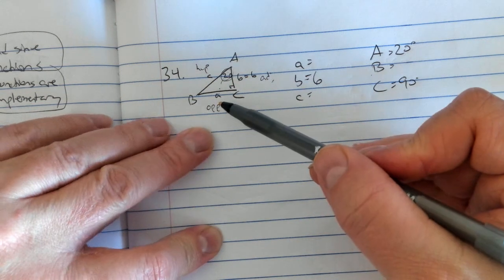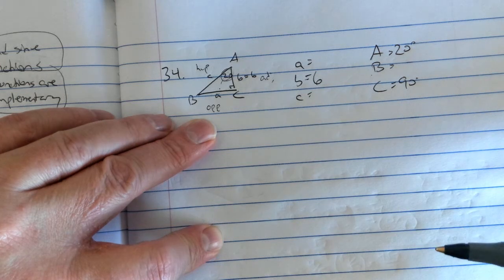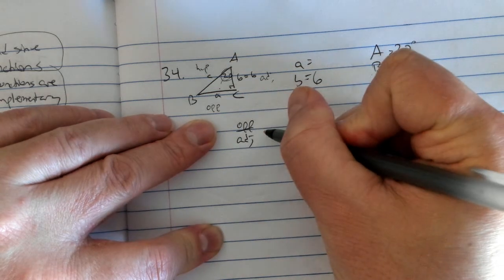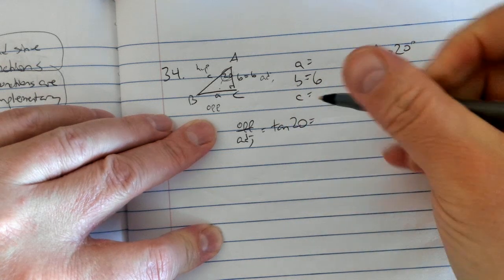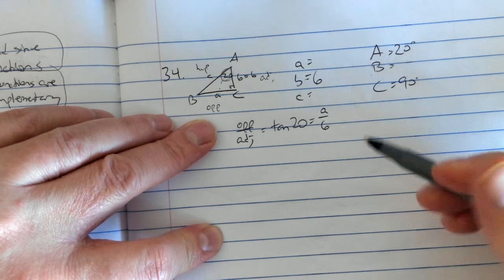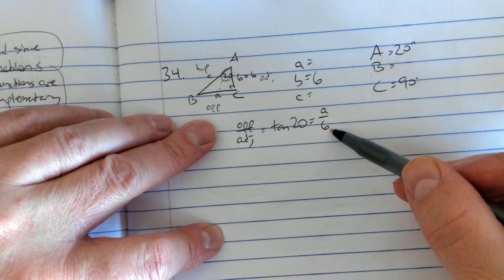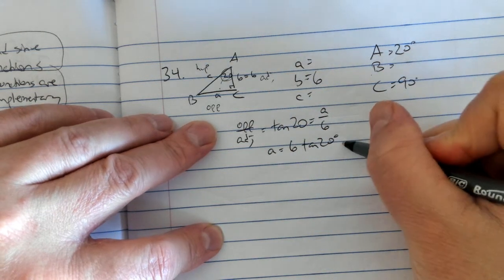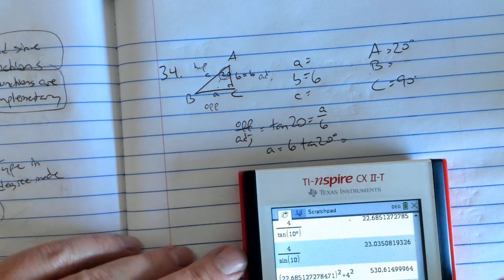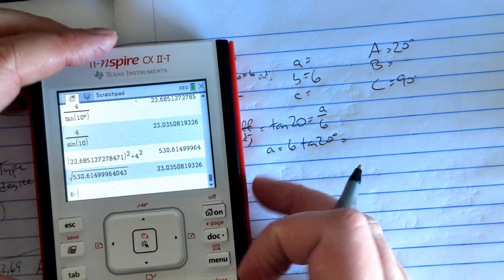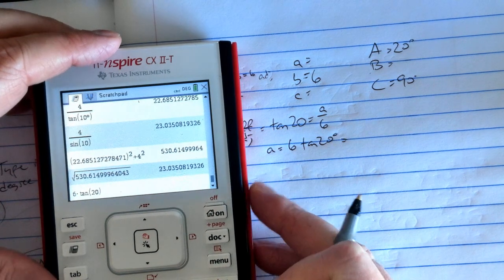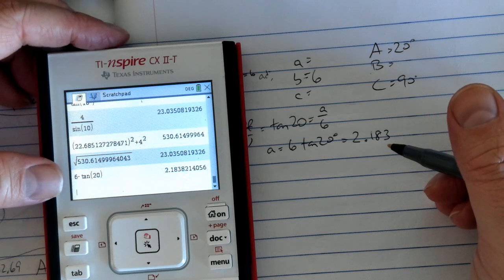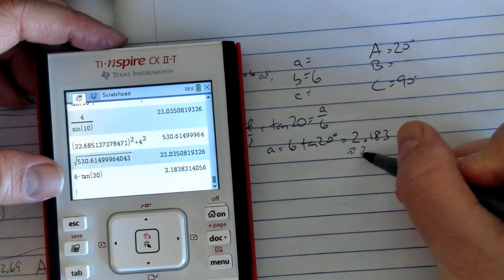So if we're going to get A first, we're going to do opposite over adjacent because we have a number for the adjacent. Opposite over adjacent, that would be tangent. So tan 20 equals A over 6. Now your denominator is 6, so you multiply both sides by 6. So A is 6 times tan 20, and this gives us 2.183, and we don't really care about the number to the right. This would turn into 2.18.